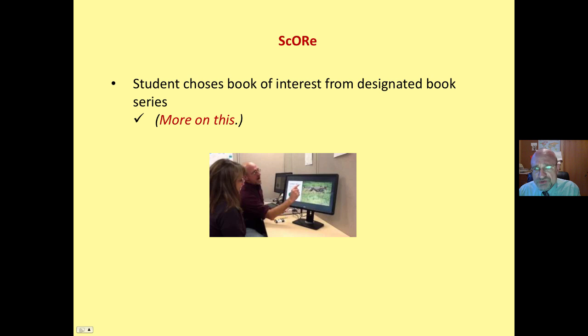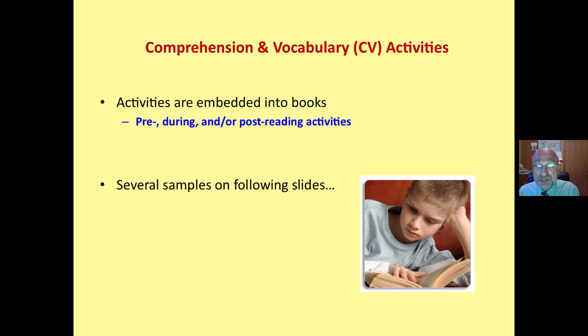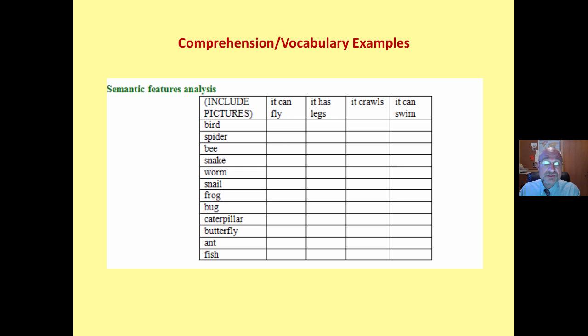Scaffolded oral reading. Students choose a book of interest to them and the tutor provides scaffolding. You're reading just a millisecond ahead out loud, just providing enough structure so the student can read unimpeded, so the student doesn't have to struggle. Comprehension and vocabulary activities are embedded into the stories, into the books, and I'll give you some examples of these.